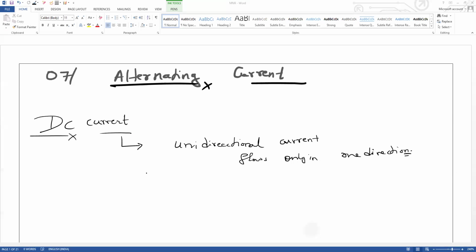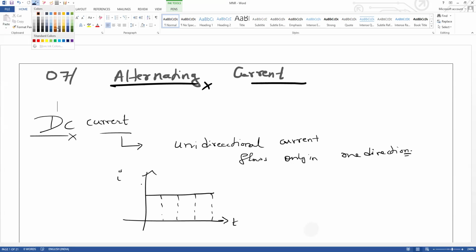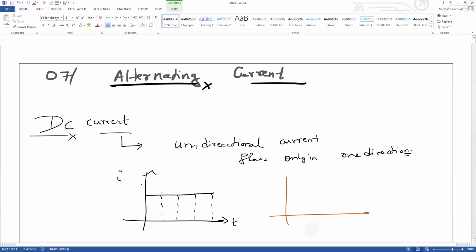That is what you might have seen in 10th class. If you draw the graph of I versus T, the graph will be parallel to the x-axis, meaning it remains constant, with the value in only a single direction. That is what we call DC current. Here it is not varying, it remains constant, and here it may increase or decrease, but still in only one direction.